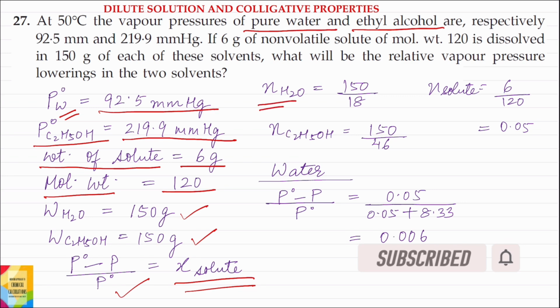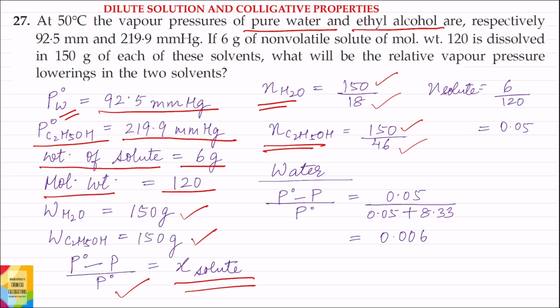Now moles of water will be equal to weight of water divided by molecular weight of water, that is 150 divided by 18. Moles of ethyl alcohol will be equal to weight of ethyl alcohol divided by molecular weight of ethyl alcohol, that is 150 divided by 46. Moles of solute will be equal to weight of solute divided by molecular weight of solute, that is 6 divided by 120, and this is equal to 0.05 moles.